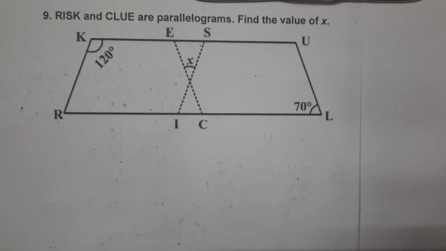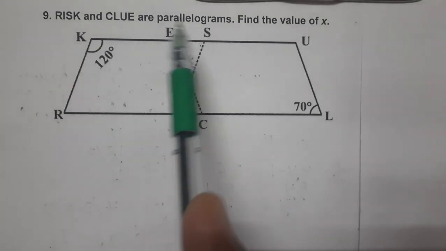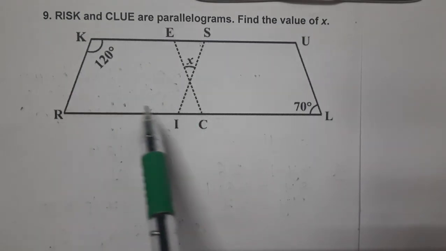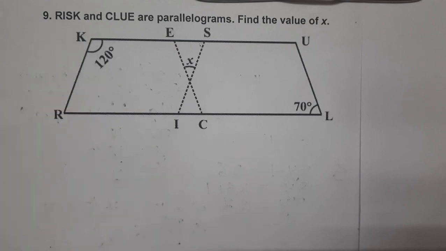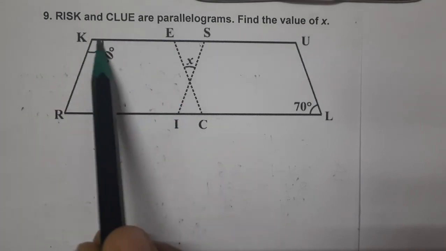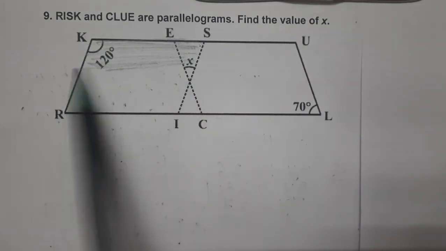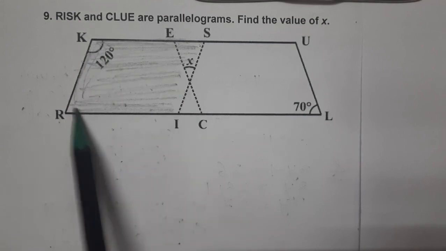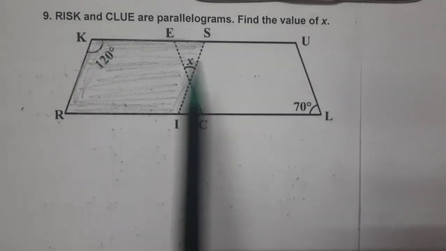Now see, children, this question. Look here. RISK and CLUE are parallelograms. There are two adjoining parallelograms. One is RISK. This is RISK and this is the parallelogram given to us. This is a parallelogram. Clear? This is RISK, this is a parallelogram.